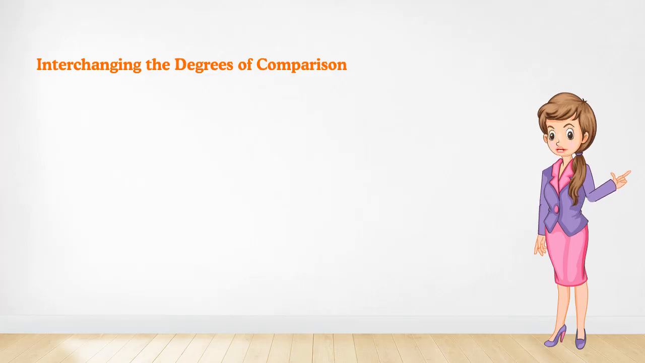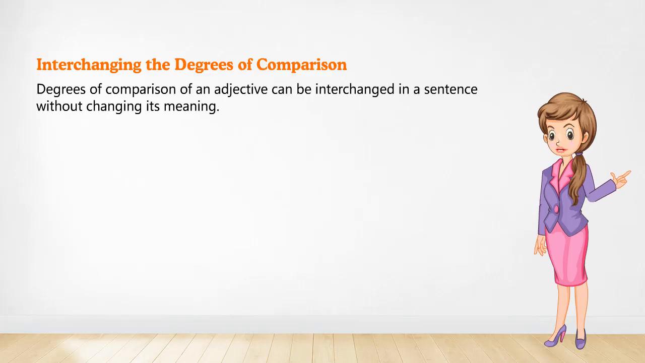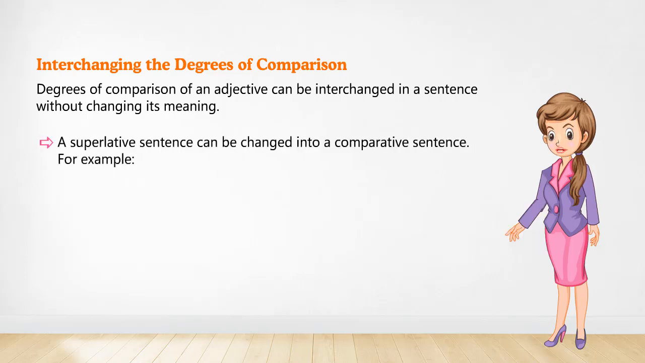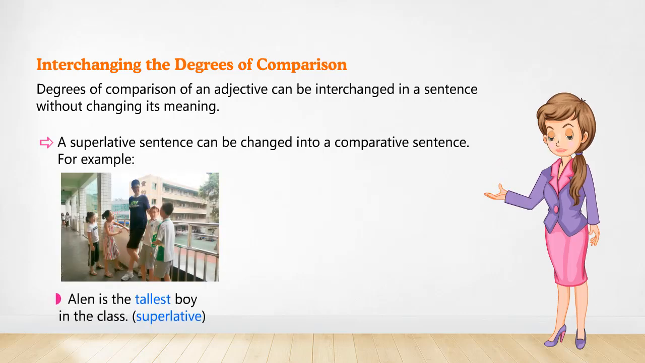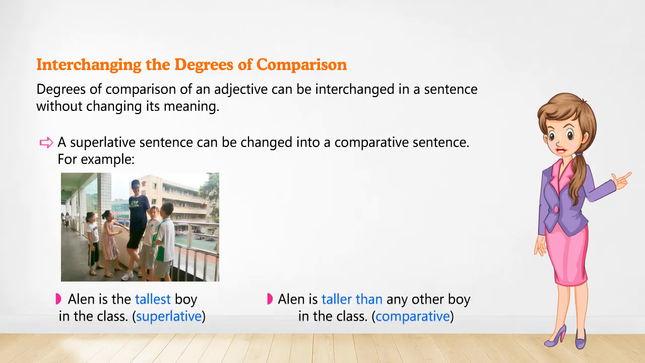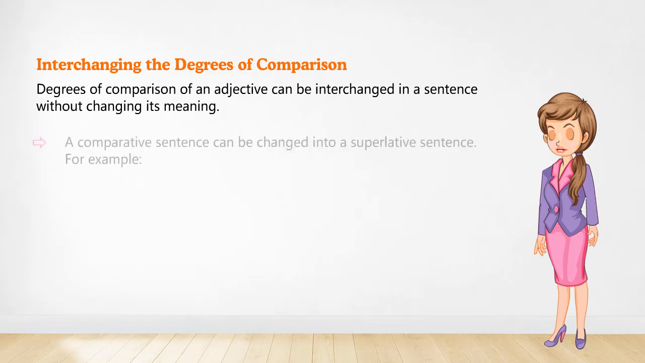Interchanging the degrees of comparison. Degrees of comparison of an adjective can be interchanged in a sentence without changing its meaning. A superlative sentence can be changed into a comparative sentence. For example, Alan is the tallest boy in the class. Superlative. Alan is taller than any other boy in the class.